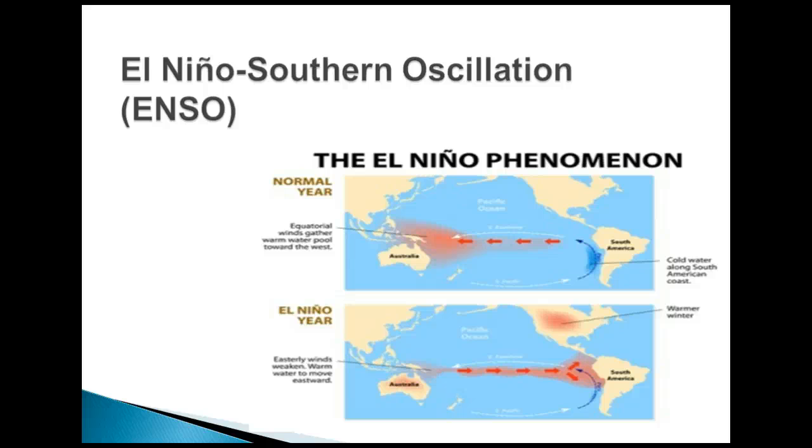Now, how often these phenomena show up can be quite irregular. However, write in your notes that El Nino and La Nina events occur about every 3 to 5 years. And typically, El Nino occurs more frequently than La Nina.